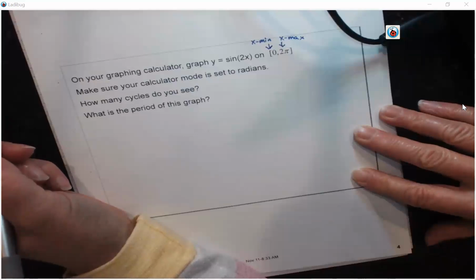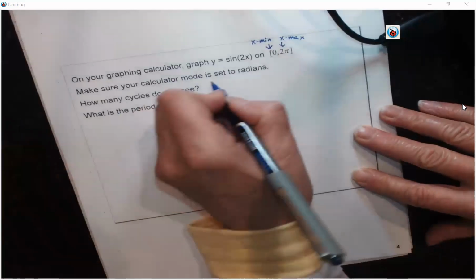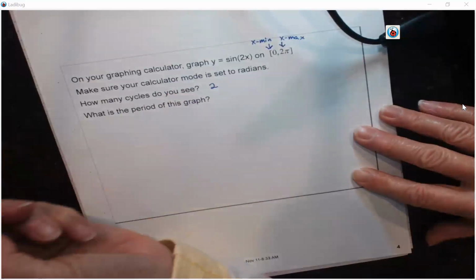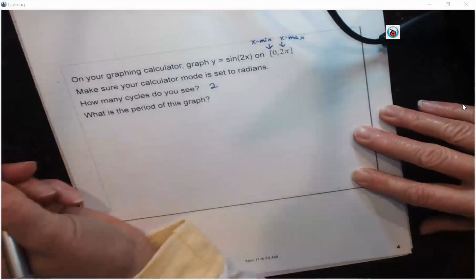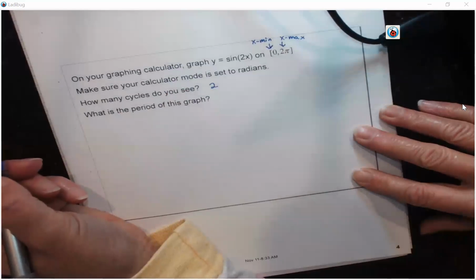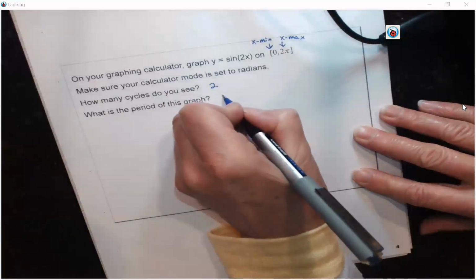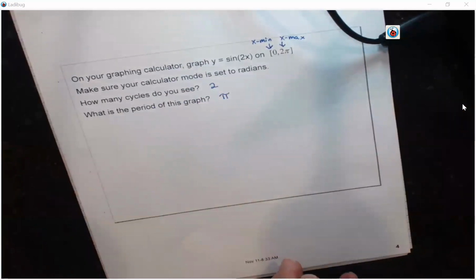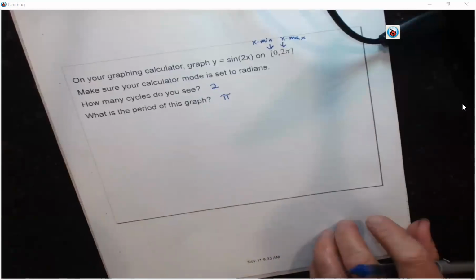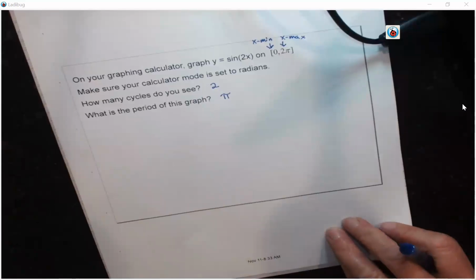Okay, if it's y equals the sine of 2x, you should see 2 cycles. And if there are 2 cycles over a span of 2 pi, an interval width of 2 pi, and you see 2 full cycles, then the period has to be pi for each of those cycles, right? So when we replaced x by 2x, that is a horizontal compression by a factor of 1/2. So it compresses the period from 2 pi to pi.